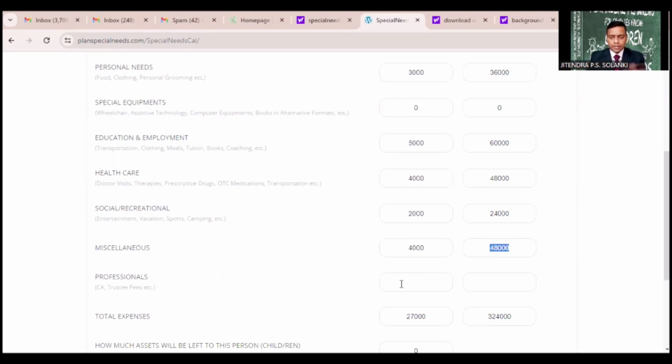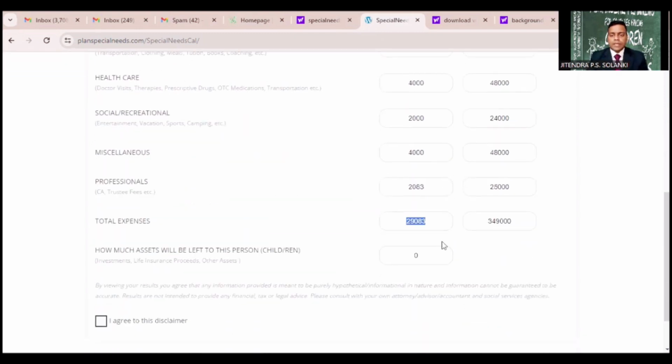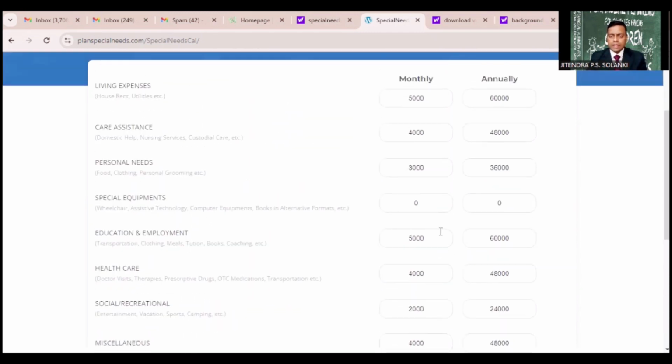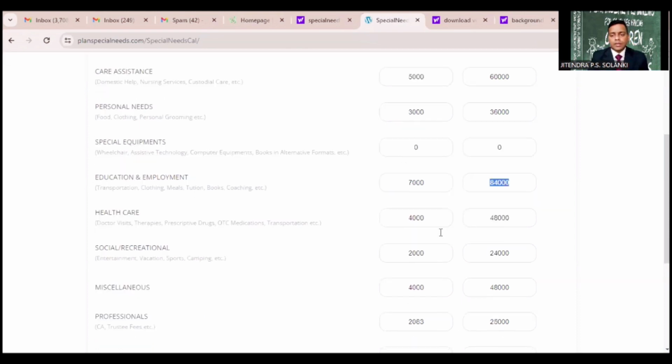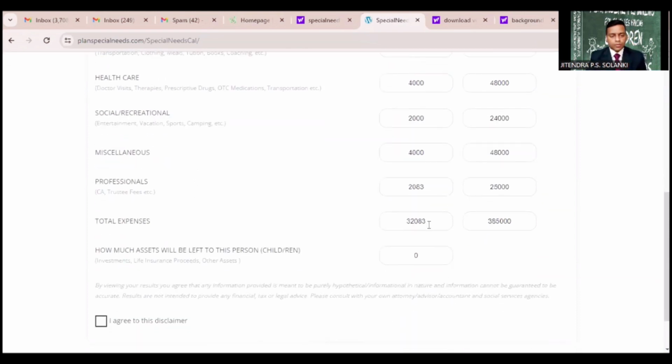Any professional CA fees also you can input if there are any. So let me say, being reasonable, I'll put 25,000. The calculator calculates the monthly expenses itself. So monthly expense for the special needs child is coming as 29,000. I'll increase a bit. Say care assistance, I'll just take 5,000, and education, employment, transportation cost a bit higher, so I just increase it to 7,000. So the monthly expense comes to 32,000.